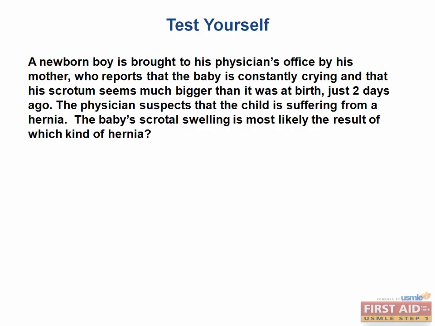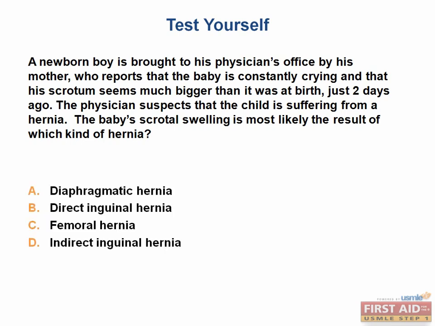Let's now do a board-style question to wrap up the anatomy section. A newborn boy is brought to his physician's office by his mother, who reports that the baby is constantly crying and that his scrotum seems much bigger than it was at birth, just 2 days ago. The physician suspects that the child is suffering from a hernia. The baby's scrotal swelling is most likely the result of what kind of hernia? Is it A, a diaphragmatic hernia, B, a direct inguinal hernia, C, a femoral hernia, or D, an indirect inguinal hernia?